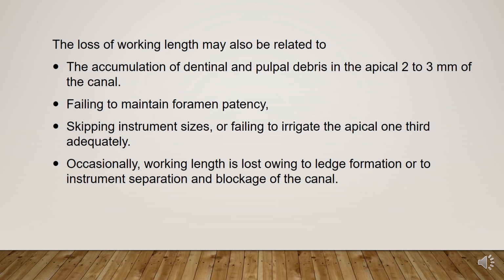Loss of working length may also be related to accumulation of dentinal and pulpal debris in the apical 2 to 3 millimeters. So there are two steps you need to take care of during cleaning and shaping. Always use copious amounts of irrigants to flush out these debris, so that they don't block the canal and you lose the working length. And always recapitulate with smaller files. That means before going to the next file for cleaning and shaping, you need to use a preceding smaller file to remove or loosen the debris and thoroughly irrigate the canal.